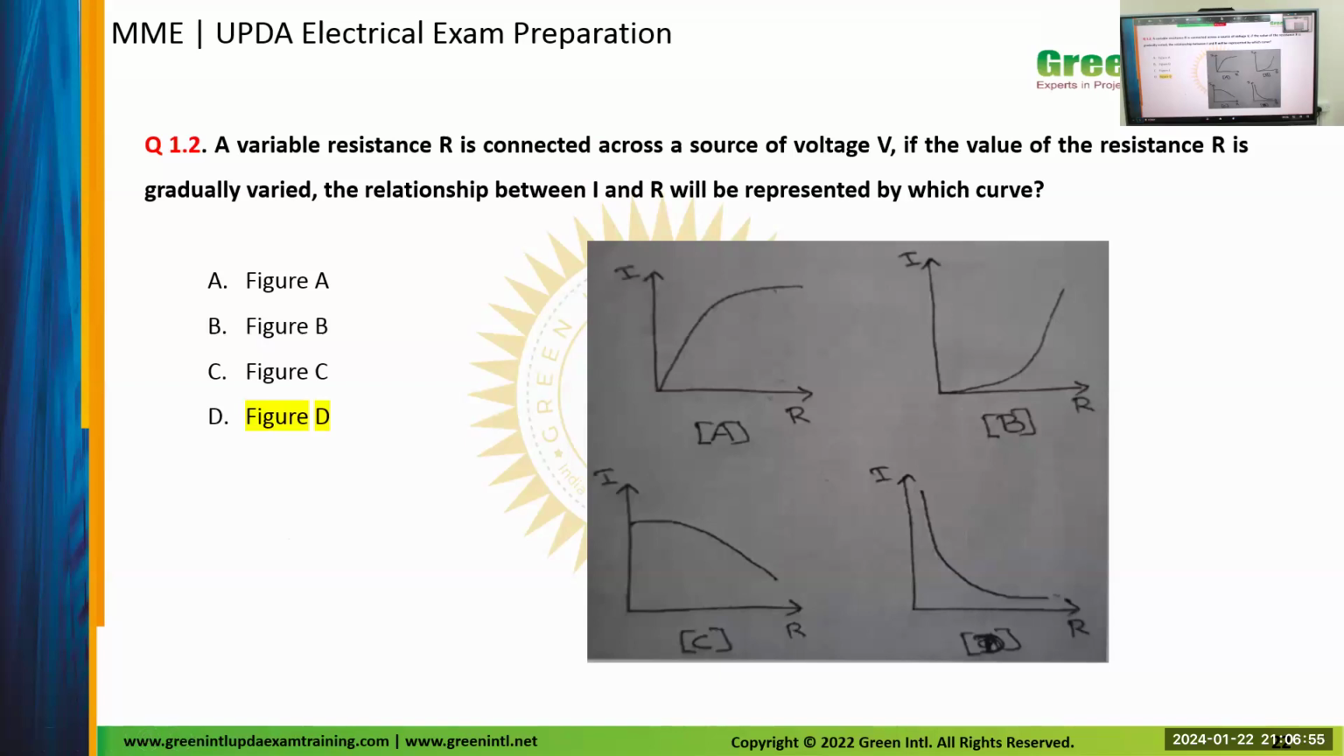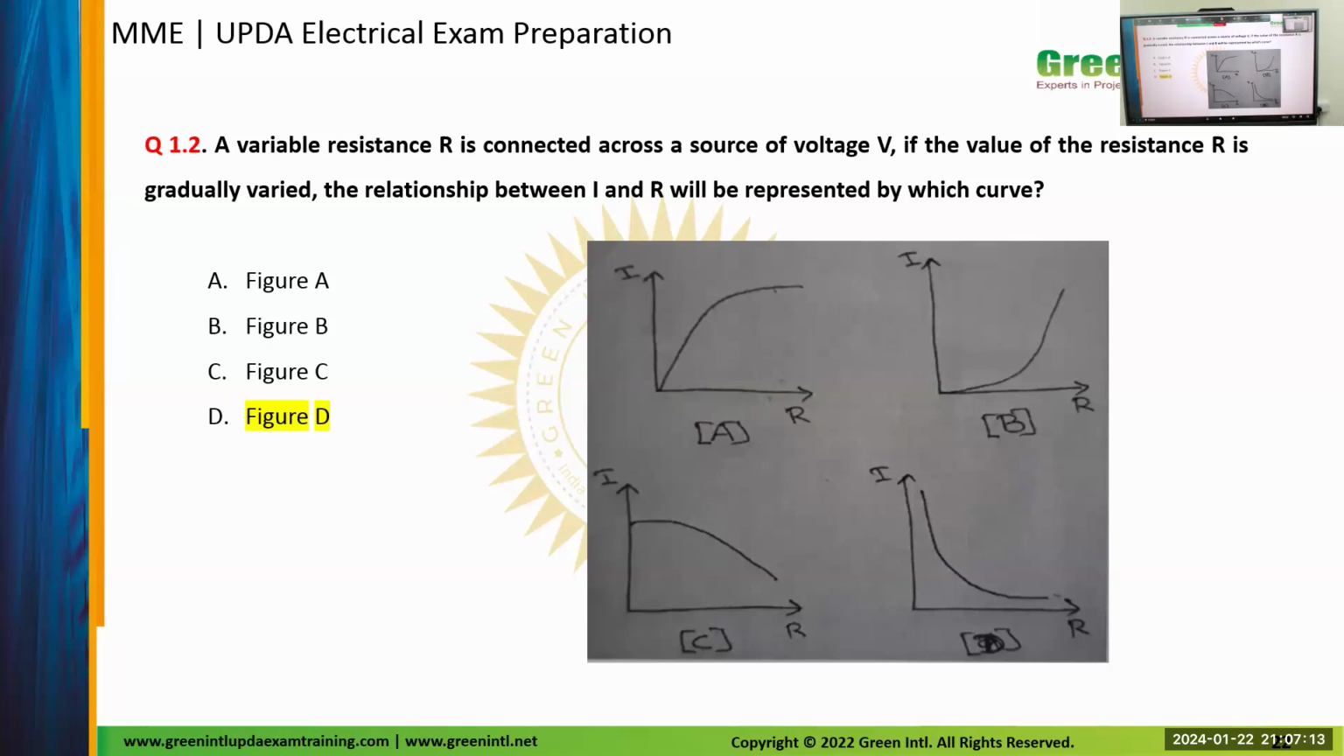Here is another question related to resistance and current. Here they mention that the source voltage is constant. So I is equal to V by R. We take V as a constant, which means I is proportional to 1 by R. So we need to draw the graph for I is equal to 1 by R.